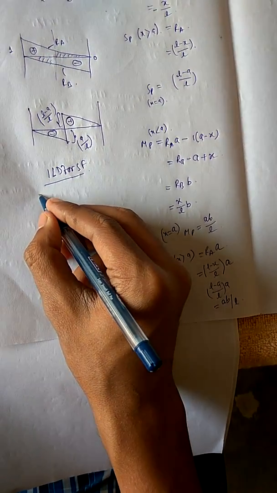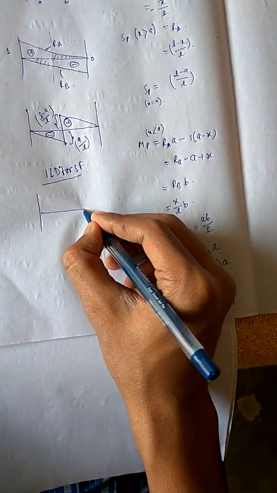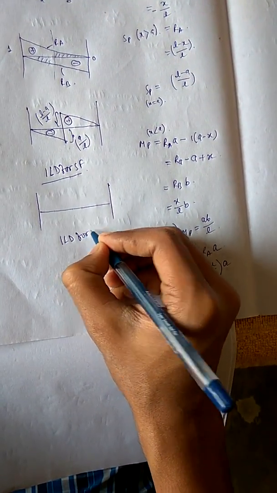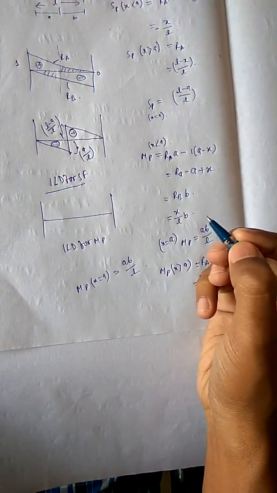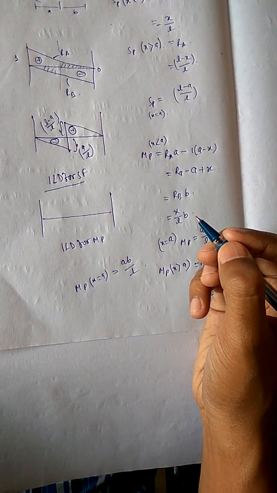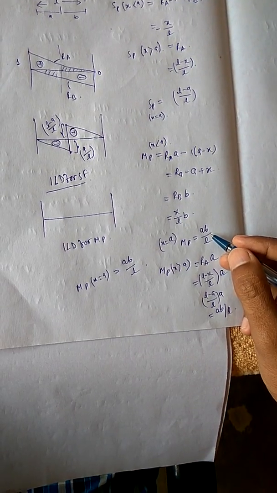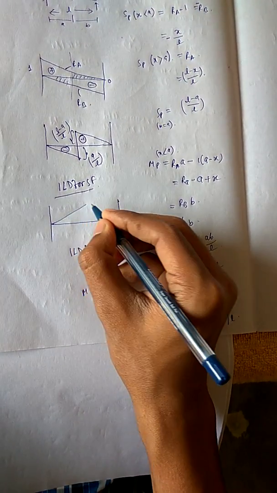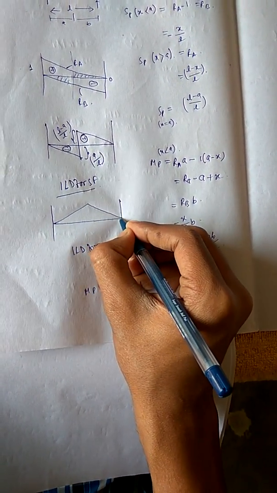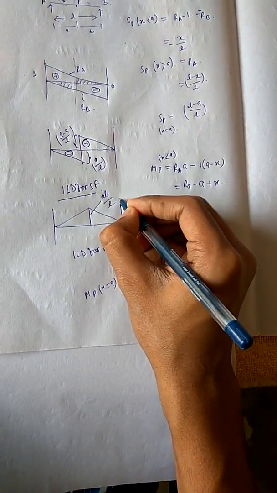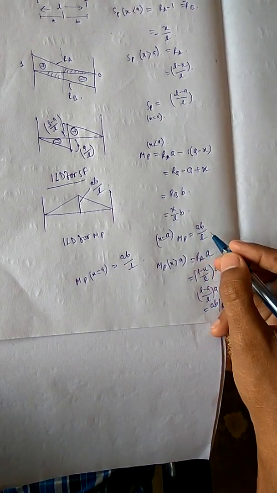So what will be the ILD for moment at section P? What will be the moment? The value is ab by L. So it will be like this, and this peak value will be ab by L. This is the moment at P, ab by L.